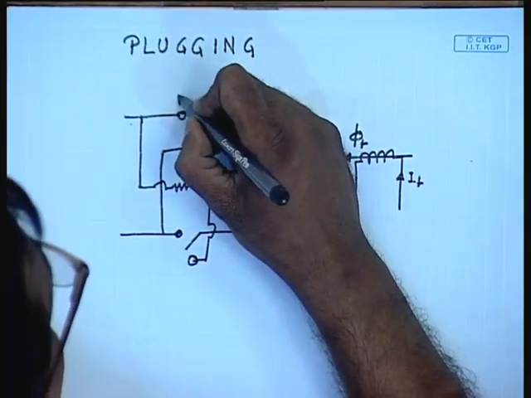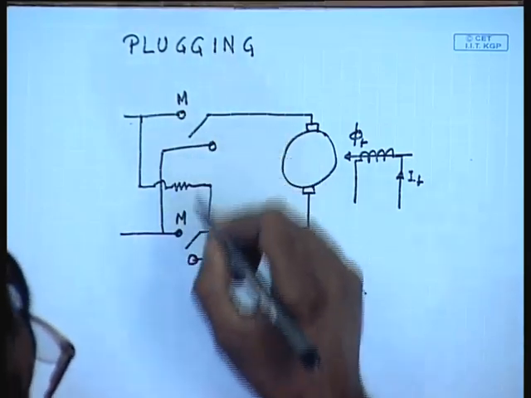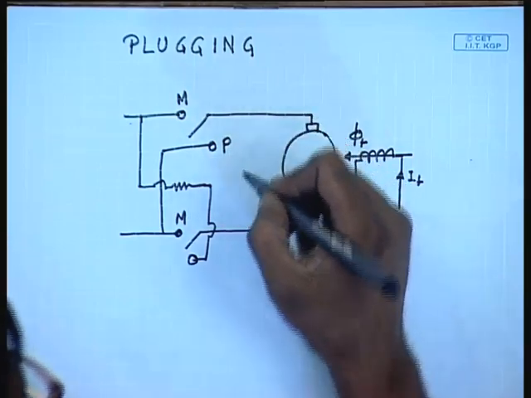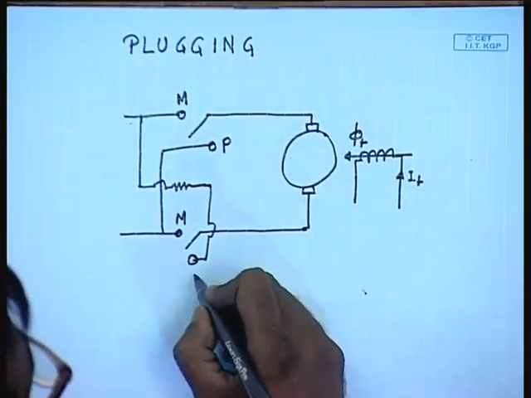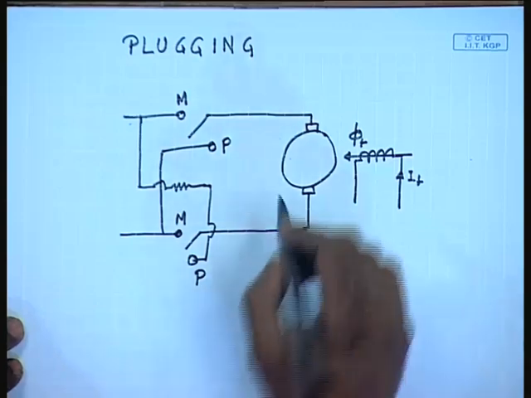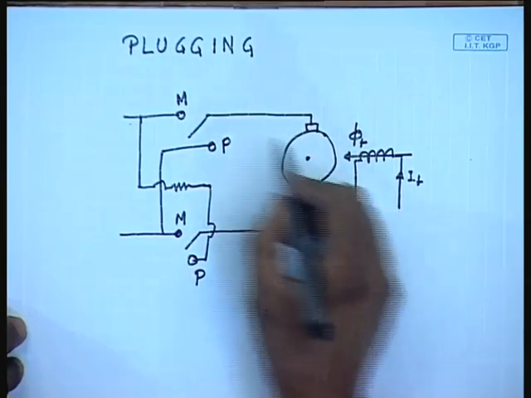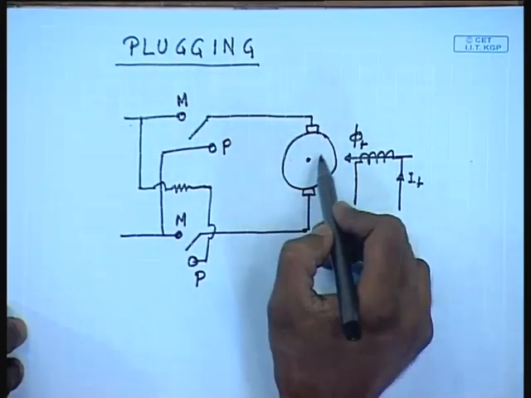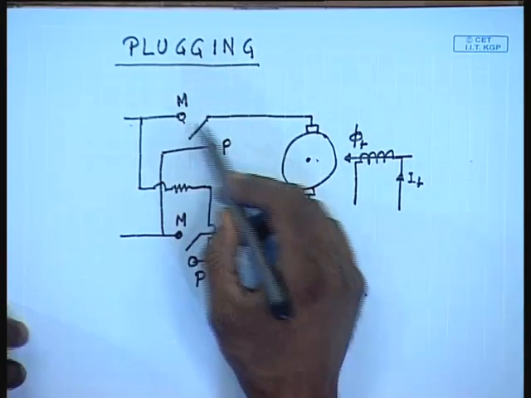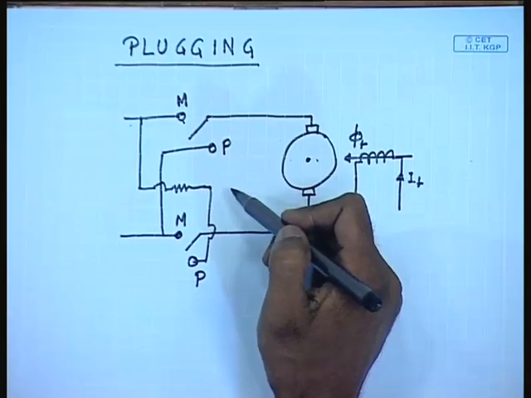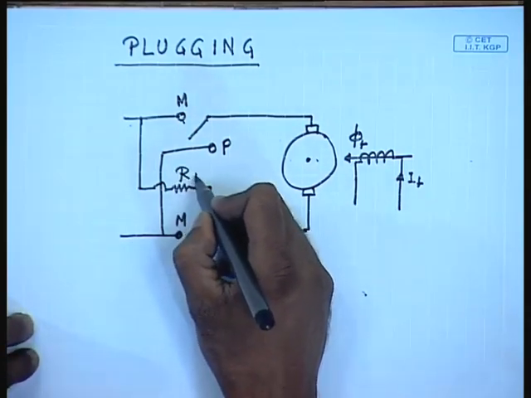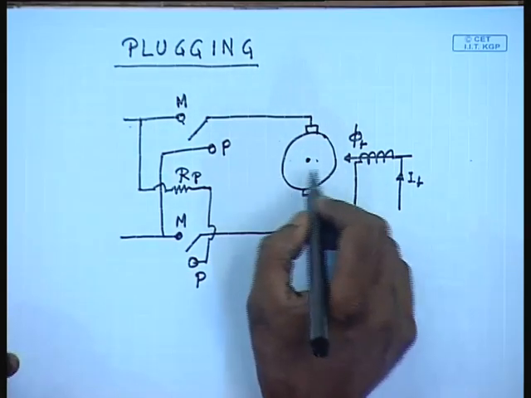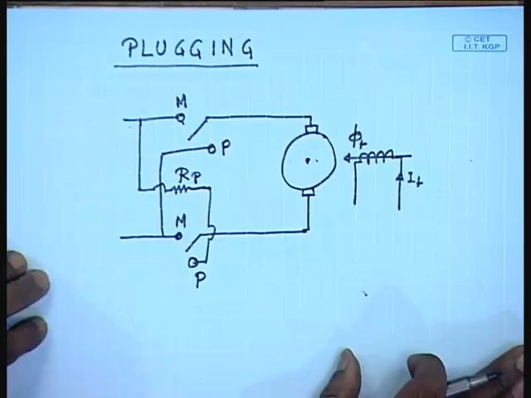This is the position of the switch for motor mode operation, this is the position of the switch for plugging mode operation. So, what we in essence are doing is, in order to apply plugging, we disconnect the machine from the normal supply and reverse the polarity of the supply voltage. It is of course essential that an additional resistance is inserted into the motor terminal.